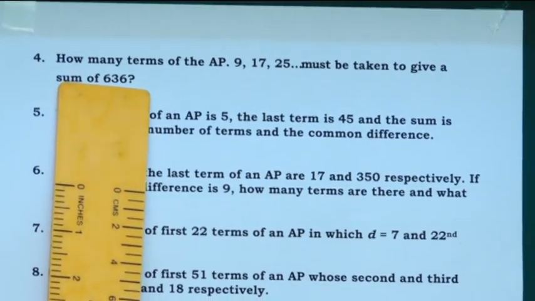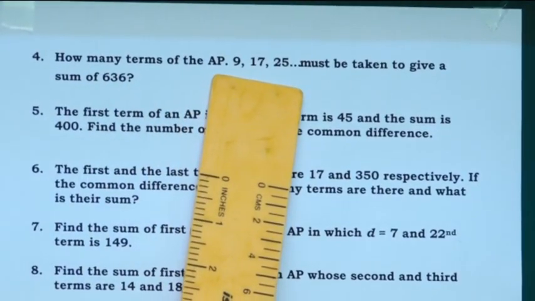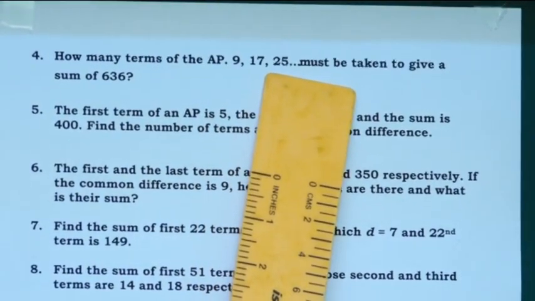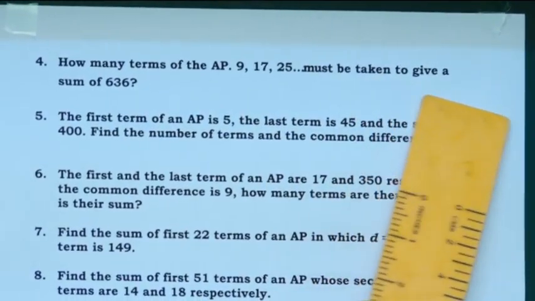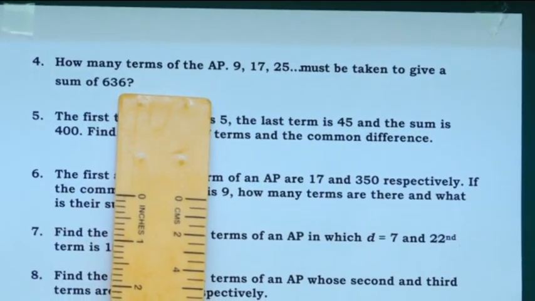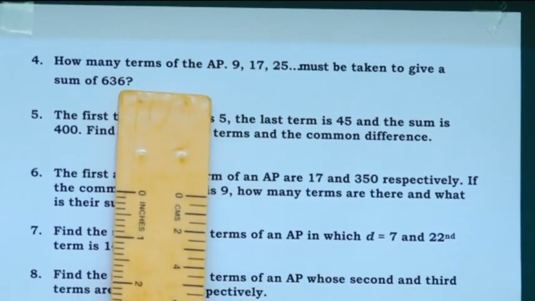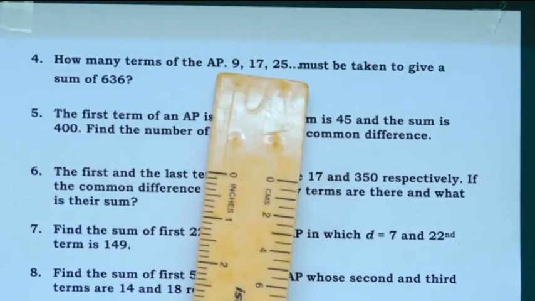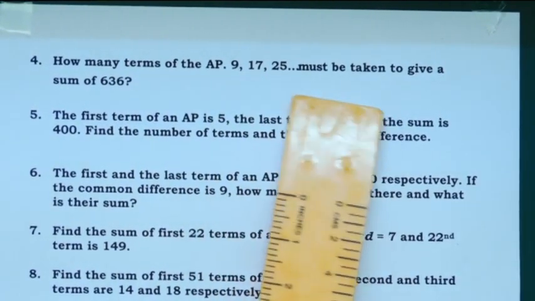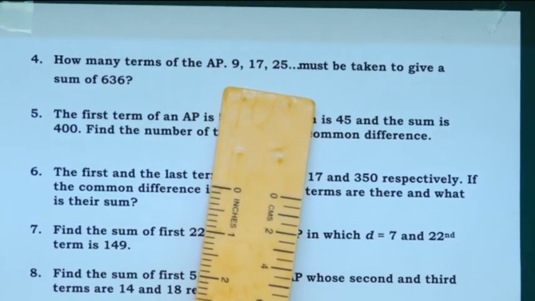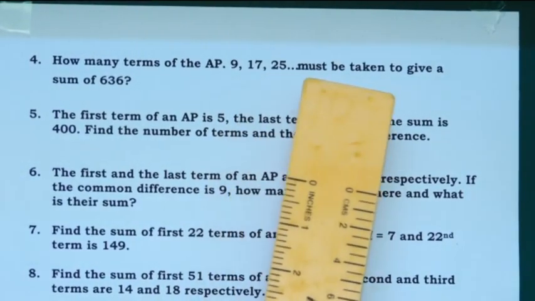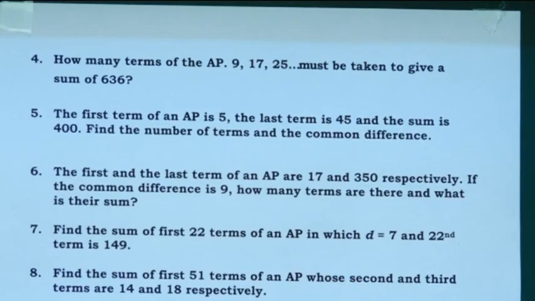How many terms of the AP 9, 17, 25 must be taken to give a sum of 636? Means the sum, Sn, is given, arithmetic progression is given. You will come to know the value of a, you will come to know the value of d, you have to find out the number of terms. Okay, let me do the solution for that.